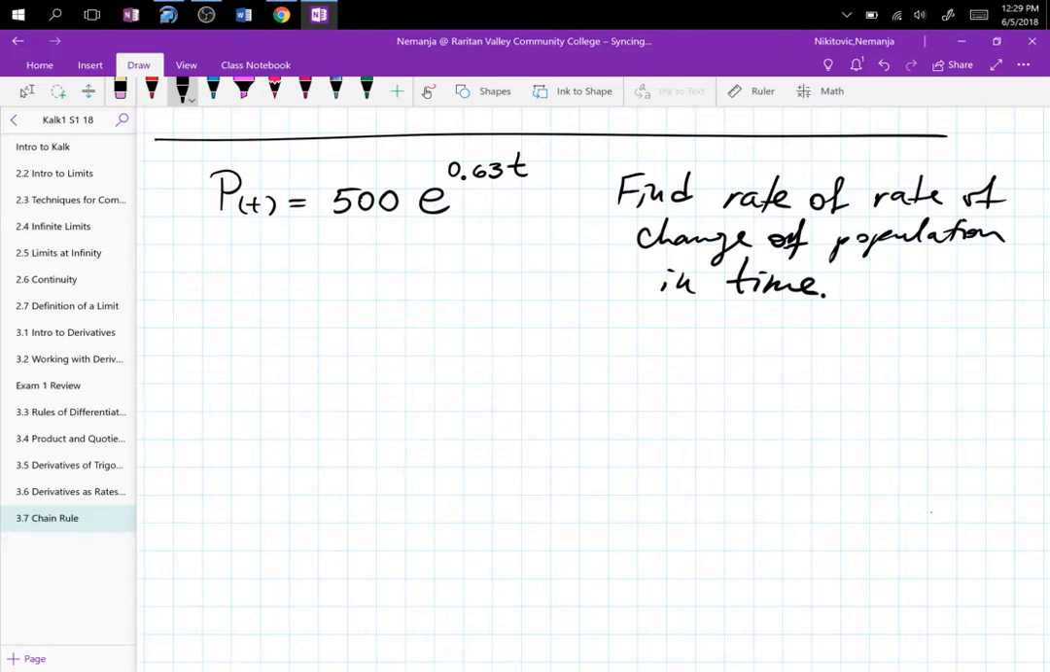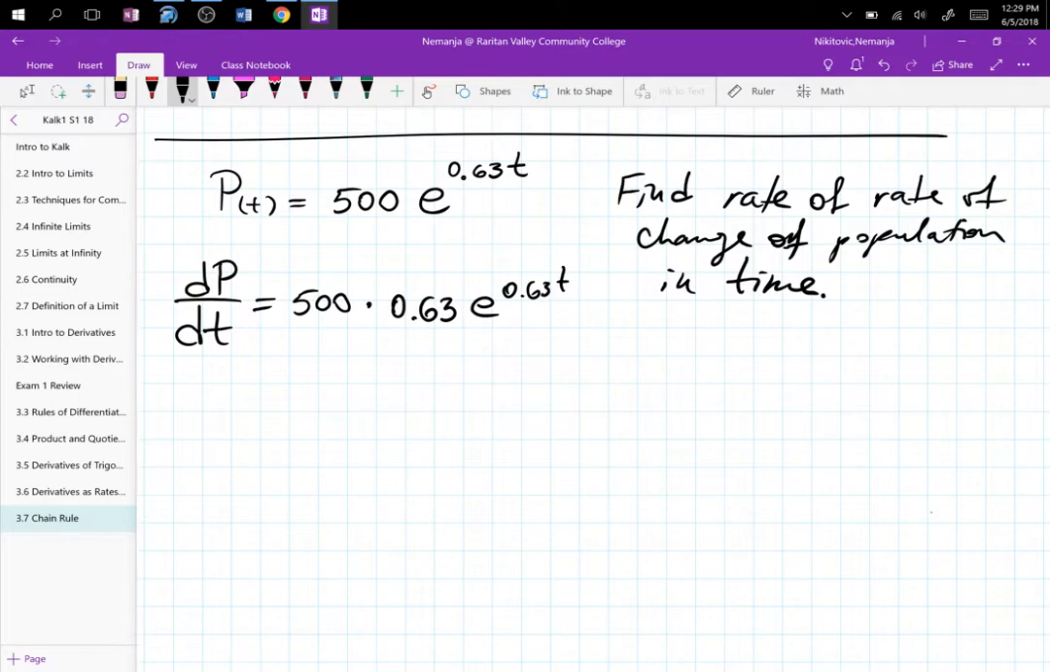So your job is to take the derivative of this. Now, yeah, you memorize the formula for this, but I hope you see it's actually the chain rule that is at work. So to find dp dt, the change of population in time, we copy 500 times 0.63 e to the 0.63 t.